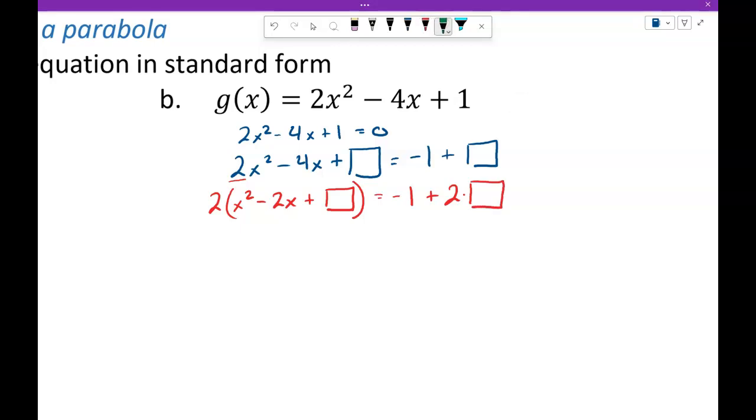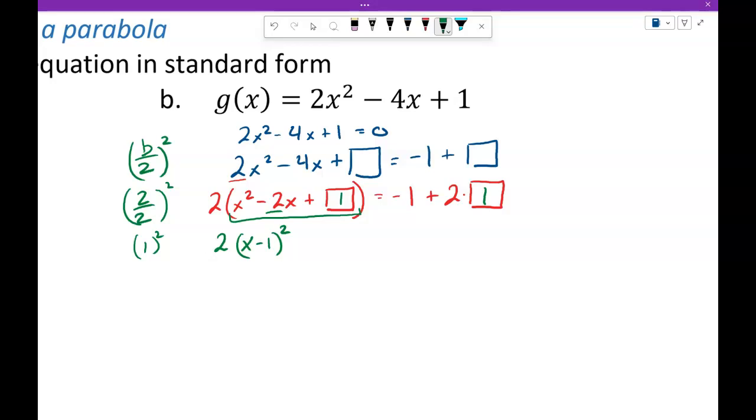Now we can fill in the value for our box. Using (b/2)², our b value is now 2. So 1 squared gives us 1. Now we can factor. Our perfect square trinomial factors to be (x − 1)². Our leading coefficient comes down, and then the right side simplifies to 1. We bring the right side back over, and then that's our function, g(x).